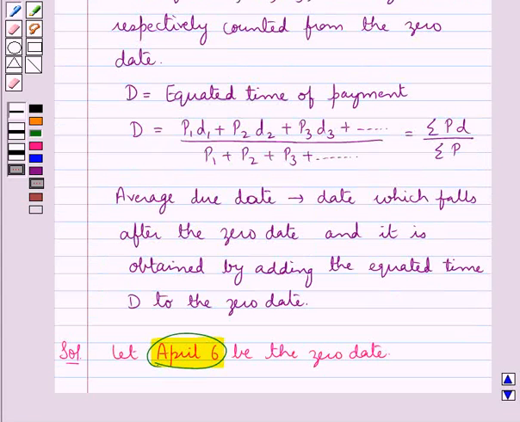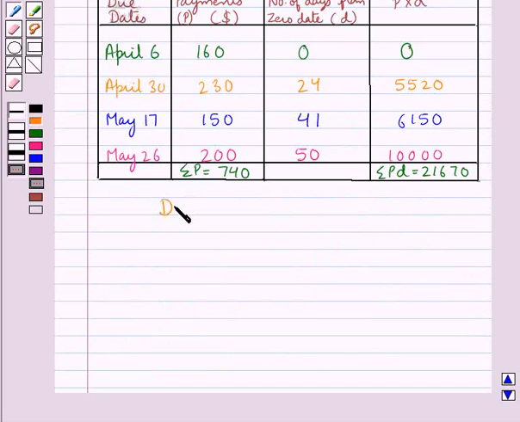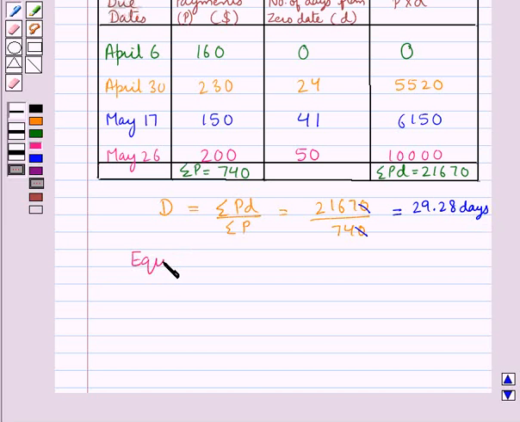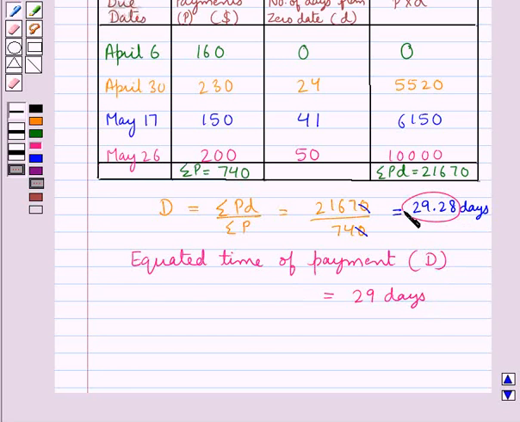Now from the key idea, the formula for the equated time of payment, capital D, is summation PD upon summation P, which is equal to 21670 upon 740. Here the zeros cancel and 2167 upon 74 is equal to 29.28 days. So we have rounded off 29.28 to 29, and we get capital D as 29 days, since the fraction of the days is neglected in favor of the creditor.